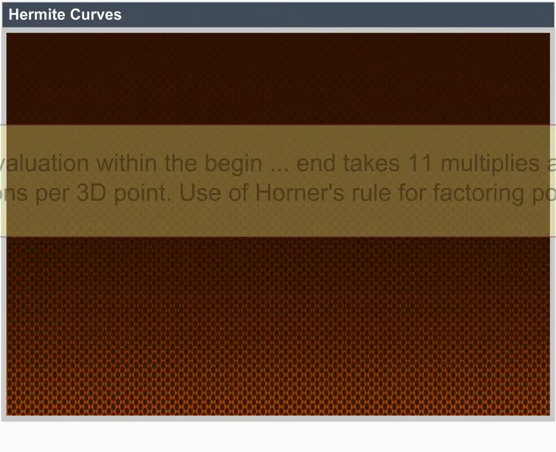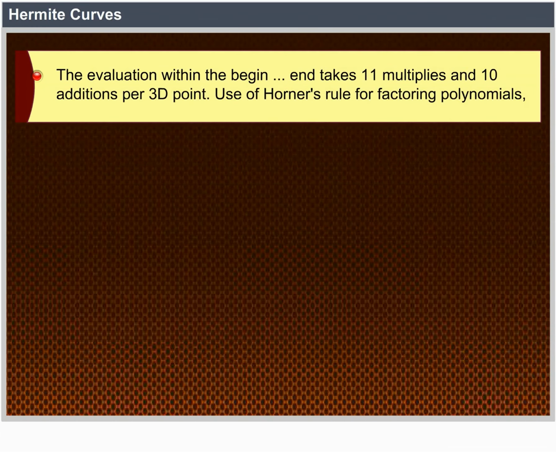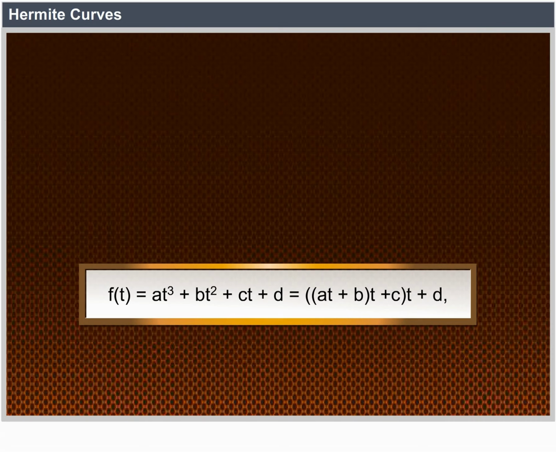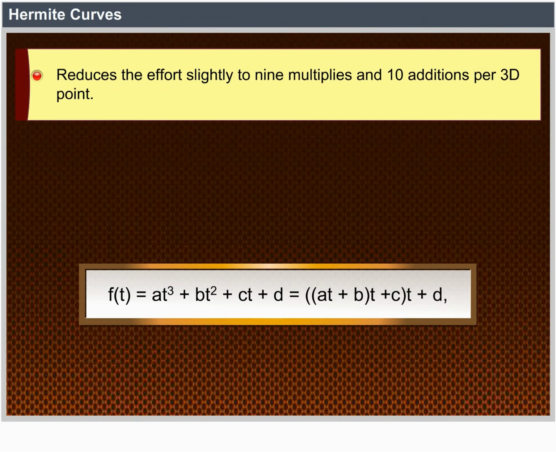The evaluation within the begin-end takes 11 multiplies and 10 additions per 3D point. Use of Horner's rule for factoring polynomials: f(t) = at^3 + bt^2 + ct + d = ((at + b)t + c)t + d. This reduces the effort slightly to 9 multiplies and 10 additions per 3D point.